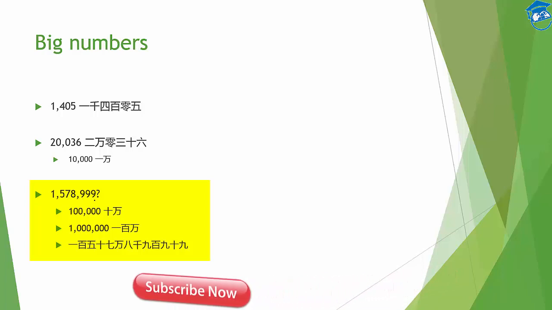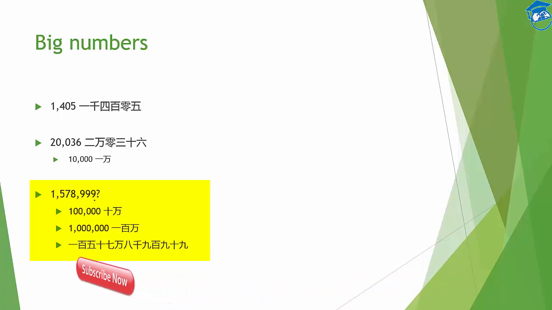1,578,899. Okay, it's just like saying 1,578,999. Okay, it's just that we have a bundle of 10,000. So that makes the counting in English different from counting big numbers in Chinese.